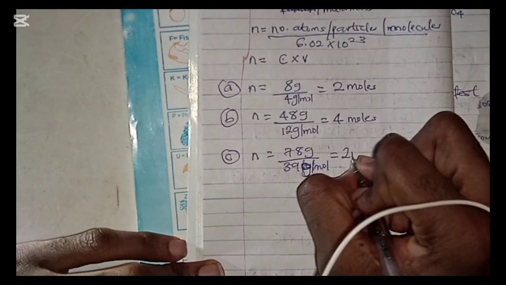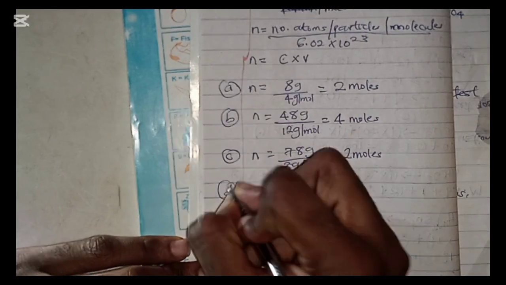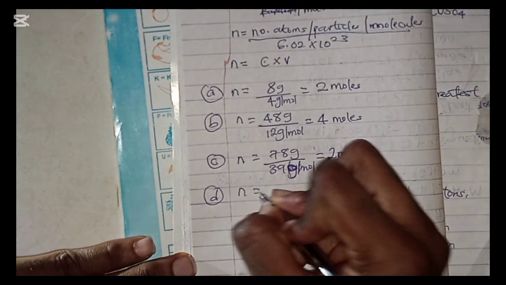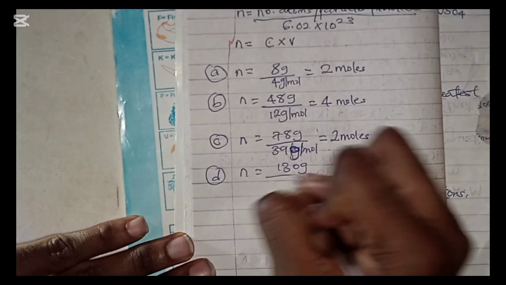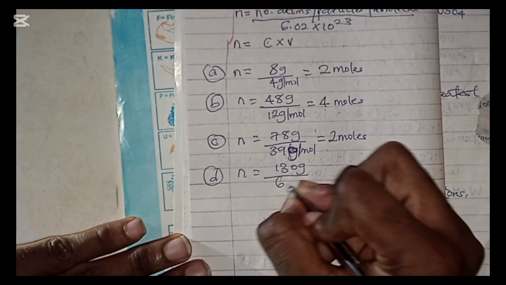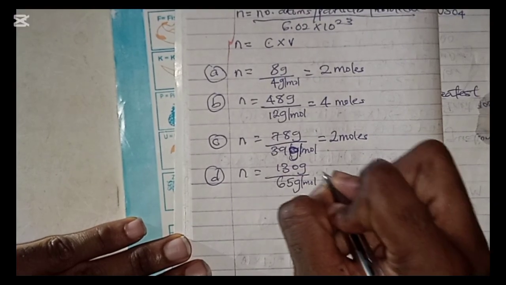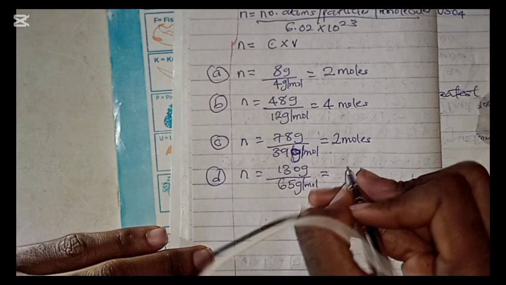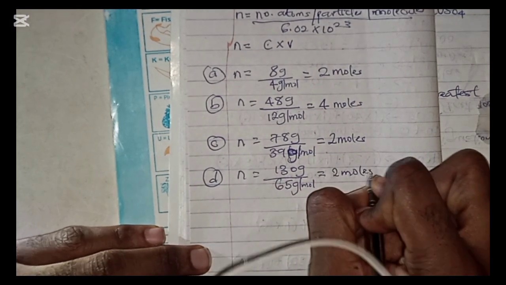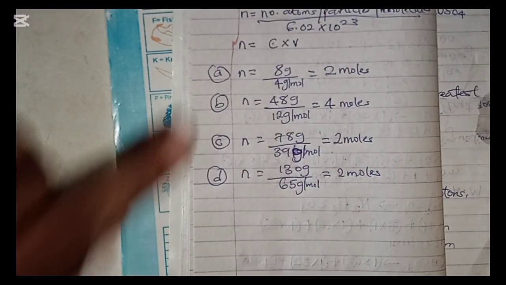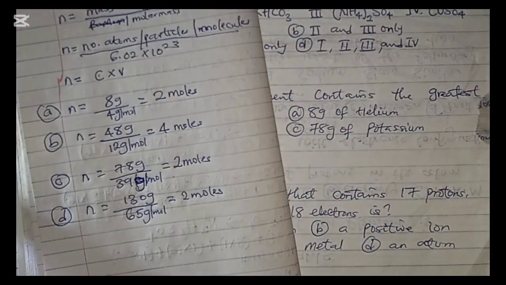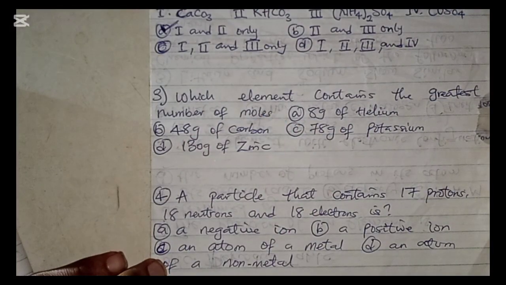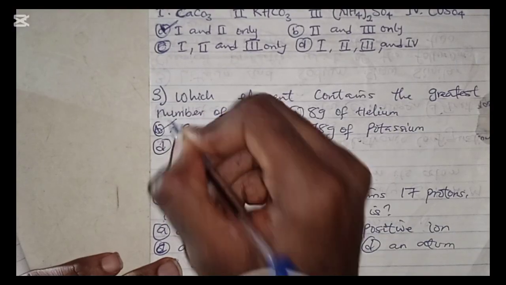So 2 moles. And D, we're given what? 130 grams of zinc. So n is equal to 130 grams divided by the molar mass of zinc, which is 65 grams per mole. 130 divided by 65 is 2. So we have 2 moles. As you can see, 2 moles, 2 moles, 2 moles, 4 moles. 4 moles is greater. So option B is our answer. That means the element containing the greatest number of moles is 48 grams of carbon.